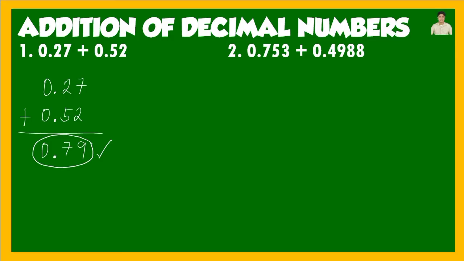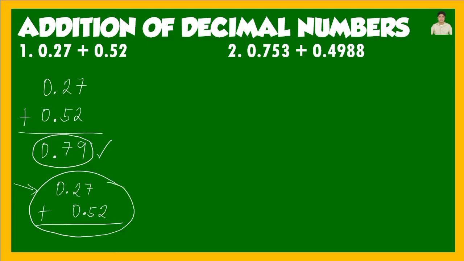Kapag nag-add tayo, kagaya nito, 0.27 plus 0.52. Hindi po natin pwedeng i-add yung ating given na ito. It's because hindi po naka-align yung ating mga decimals. Hindi sila magkatapat. Tandaan po natin, yung first step natin, kailangan po natin pagtapatin yung mga decimals. In this case, pwede na tayong mag-add or subtract.